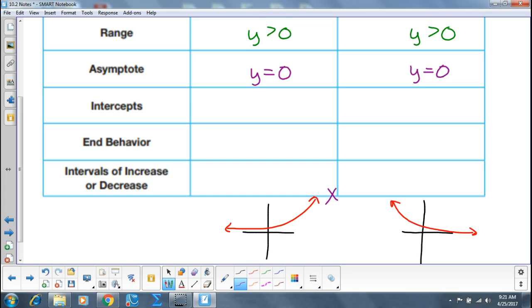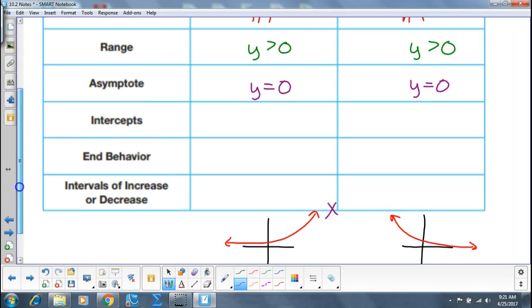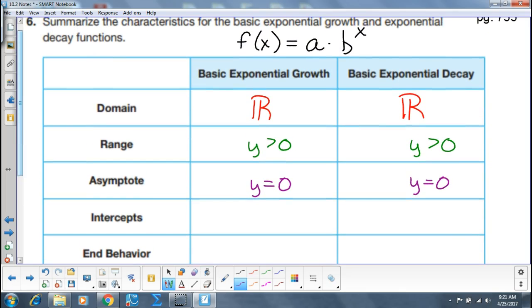Intercepts. Will either of those functions cross the x-axis? No. So there's no x-intercepts at all. Do either of those functions cross the y-axis? Yes. So what are the coordinates of the y-intercepts? Let me be a little more specific. We bring back our function into play. How do I find the coordinates of the y-intercept? Set y equal to 0? No, that's for x-intercepts. I'll plug 0 in for x. So the y-intercepts are going to be of the form 0, comma something.